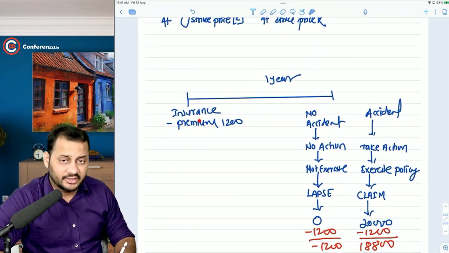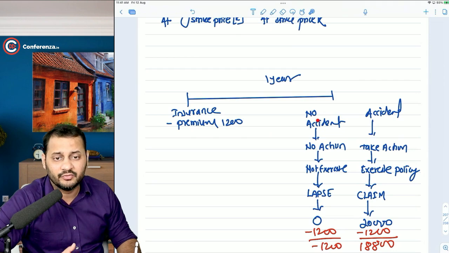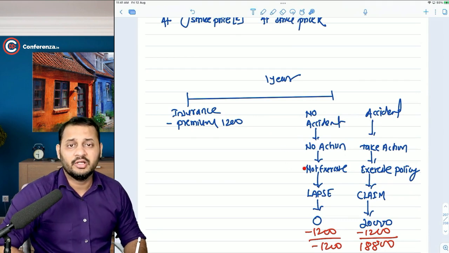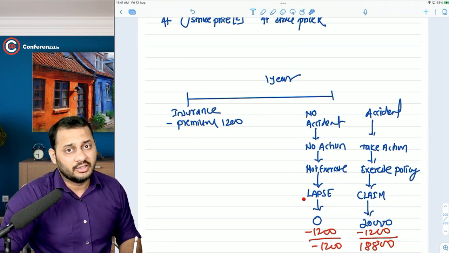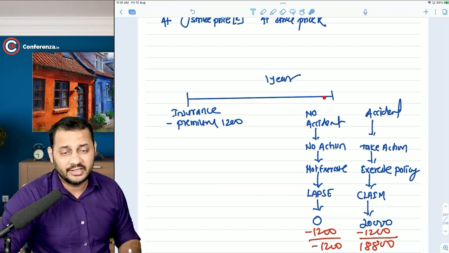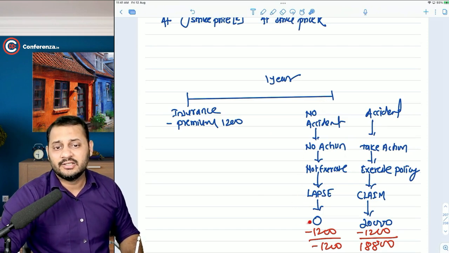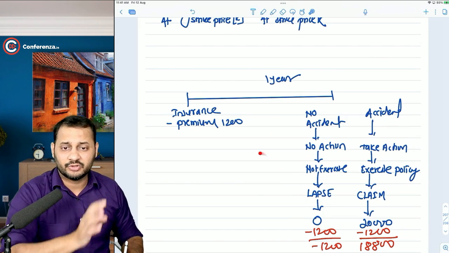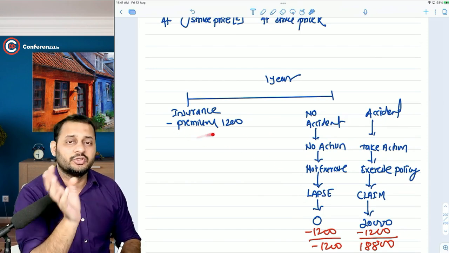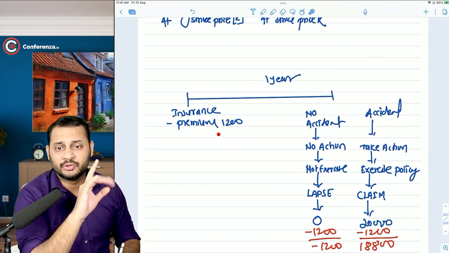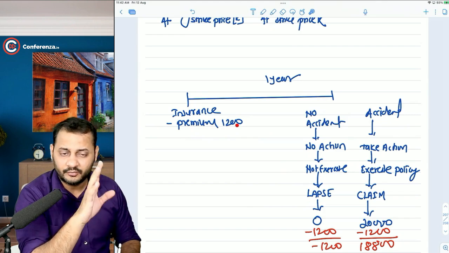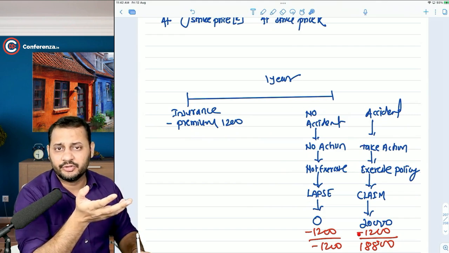And after taking the insurance, there are two possibilities: whether you will meet an accident, or you are not going to meet an accident. If you don't meet an accident, there is no action required, no option to be exercised. The insurance policy will lapse at the end of the year, at the expiry, and there is no cash flow from either party. The insurance company will not pay anything, you will also not pay anything. The ultimate loss is only 1200 rupees. Okay, if you meet an accident, this is going to be the procedure.